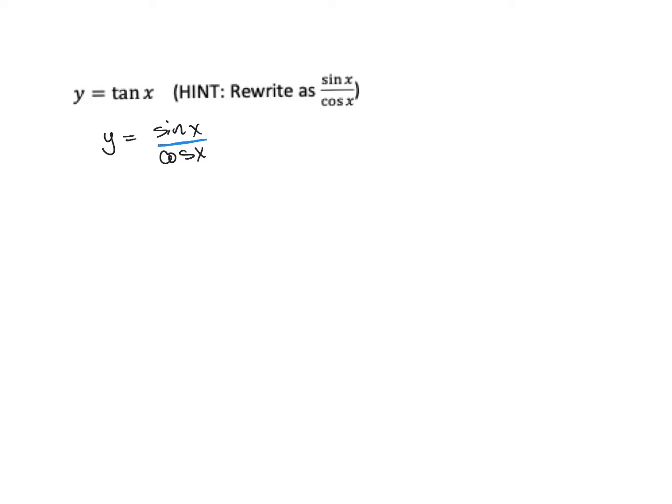And this is low, and this is high. That means y prime equals low times the derivative of the high, minus high times the derivative of the low, all over low squared.